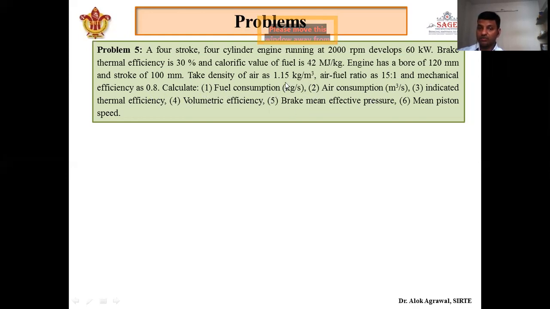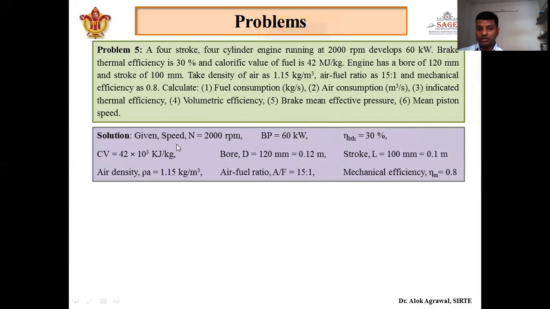And again, fuel consumption in kg per second. Here we have to take care of what it is asking. It is not just asking fuel consumption, it is asking fuel consumption in kg per second. Similarly, it is not just asking air consumption, it is asking air consumption in meter cube per second. So this density will help us in that. We will see. Next, indicated thermal efficiency, volumetric efficiency, brake mean effective pressure, and mean piston speed are the other things that have been asked.